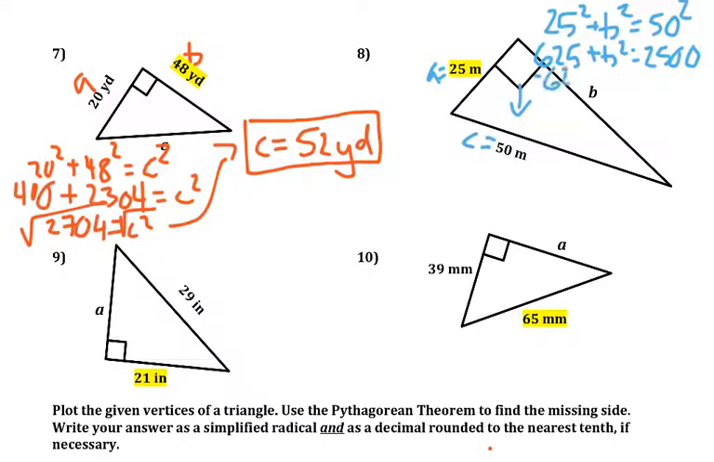Subtract this 625 from both sides of our equation, and we get that b squared equals 1,875. So then we'll take the square root, and we find that b is approximately 43.3 meters. So there's our approximation, but now we've got a factor.